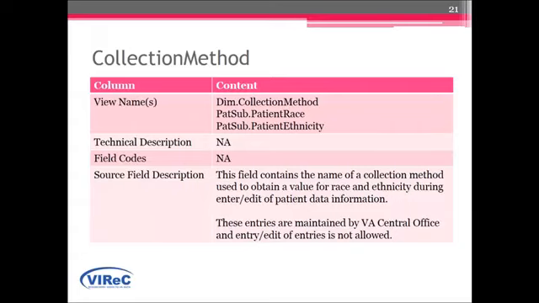Another column that I'm going to give an example of here today is collection method, so you might have been using that. And you'll find that a column of this name actually exists in three different views inside CDW: dim.collection method, pat sub patient race, and pat sub patient ethnicity. It doesn't have a technical description, and it doesn't come with any field codes. So when you read through the source field description, you understand that this is the name of a collection method that was used to obtain information about race or ethnicity. And that's why you'll find it in multiple tables having to do with race and ethnicity.